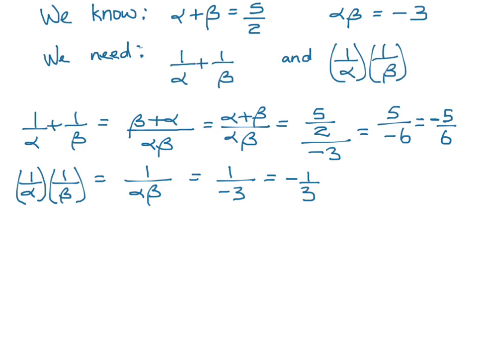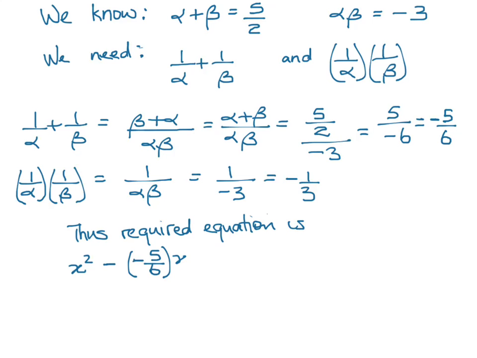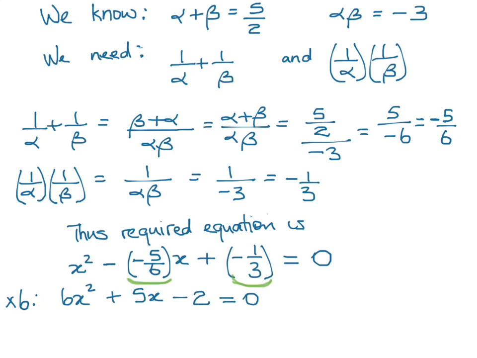And 1 over alpha multiplied by 1 over beta is 1 over alpha beta, which is equal to 1 over negative 3. And again, we would write that as negative 1 over 3. So, thus, our required equation is x squared minus negative 5 over 6 by x plus negative 1 over 3 is equal to 0. Well, let's neaten up those double negatives and the plus by the negative, and let's multiply through by 6. And our final equation is 6x squared plus 5x minus 2 is equal to 0. You can replay that example again, ensure that you understand.